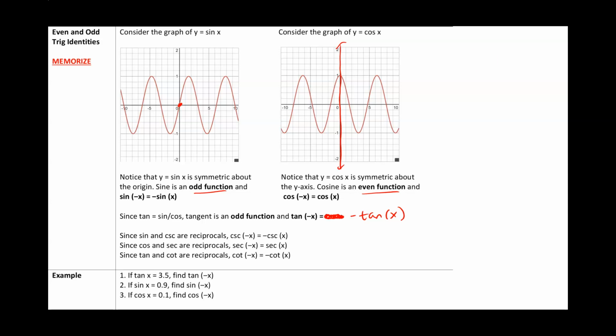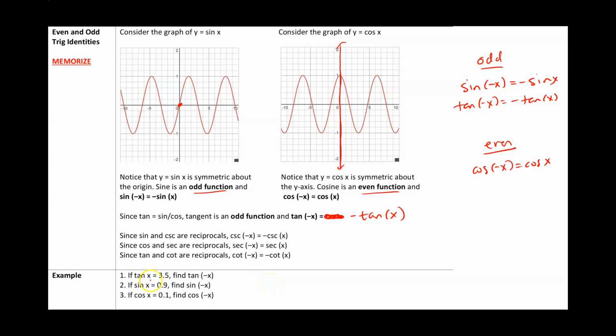So odd functions are going to be sine and tangent. Sine of negative x equals negative sine of x. Tangent of negative x equals negative tangent of x. Those are odd functions. And cosine is an even function, which means cosine of negative x equals cosine of x. And then same thing with the reciprocals.